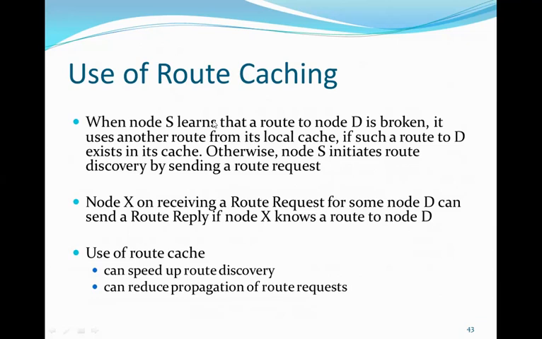So node X, on receiving a route request for some node like D, can send a route reply if node X knows a route to node D. So this is actually the responsibility of an intermediate node. If it knows about the destination node, it should reply from that position.